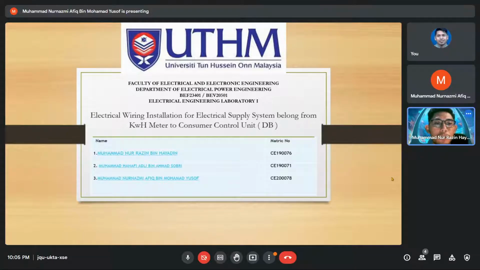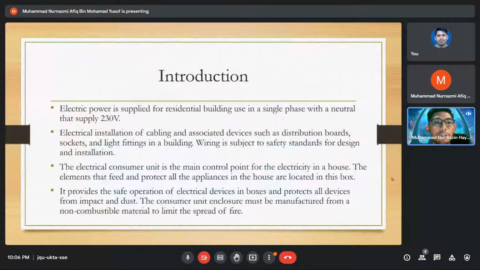Assalamualaikum warahmatullahi wabarakatuh. Today, we present for Electrical Engineering Laboratory 1 the electrical wiring installation for the electrical supply system from the KWH meter to the consumer control unit DB. My name is Muhammad Nurazin bin Hayadin, and my friends are Muhammad Hanafi Adli and Muhammad Nur Nazmi Afiq. I will continue with the introduction.